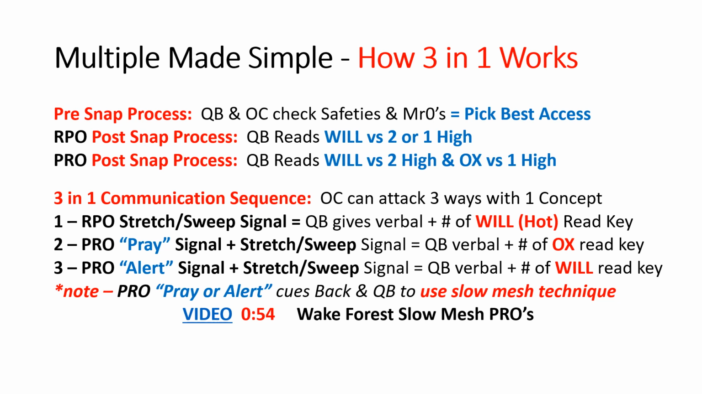You can see now in the sequence of play calling, we can go ahead and call our RPO, and the quarterback simply does the verbal to the O-line. We like to add the number of our read key, and we'll read the will hot. If we go PRO, we can do it to the onside with our pray signal. Still same call, and we just use the number of now our read key being the ox. If we go with the alert to the backside, quarterback gives the play call, but then adds the number of that will read key defender.